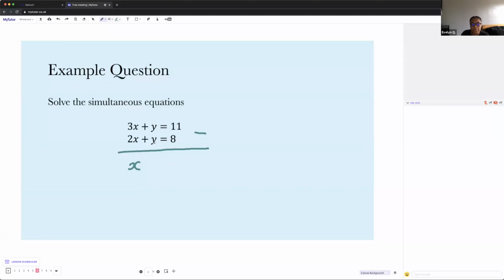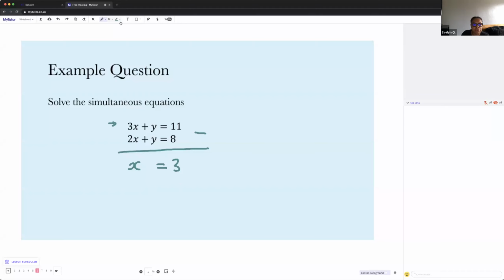Then we've got y minus y. Well, that's just going to be 0, so we don't even really need to write down plus 0 because it's just nothing anyways. And then we've got our equal sign, and then we've got 11 minus 8. Now 11 minus 8 is 3. So we know that x equals 3. That's the first thing that we know. Now to work out what y is going to be, we take x equals 3 and we're going to substitute that back into one of the equations that we had in the beginning. So I'm just going to take the first equation.